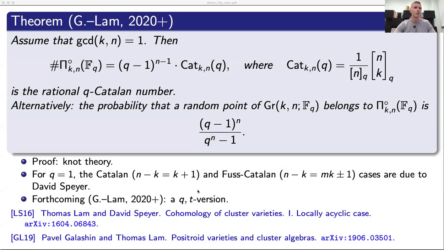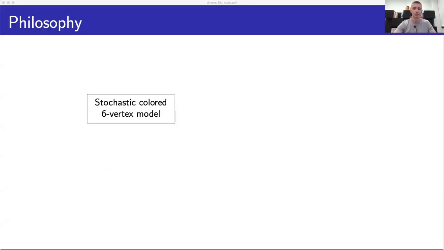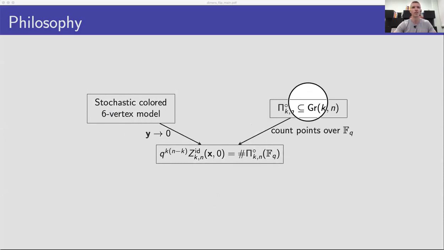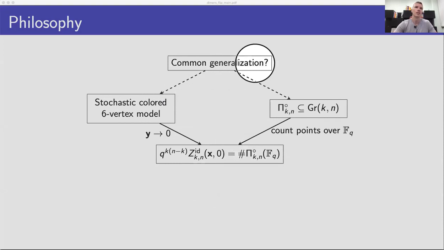Let me try to go back to the six-vertex model. I don't have much time, but what I want to say is that if you take the six-vertex model, then you can send y to 0 and get something interesting, which you can also get from taking Positroid varieties in the Grassmannian. And so, question: is there a common generalization? The reason I'm asking is that sometimes you can send y to 0, and then the phenomenon for the six-vertex model lifts to the Grassmannian level.